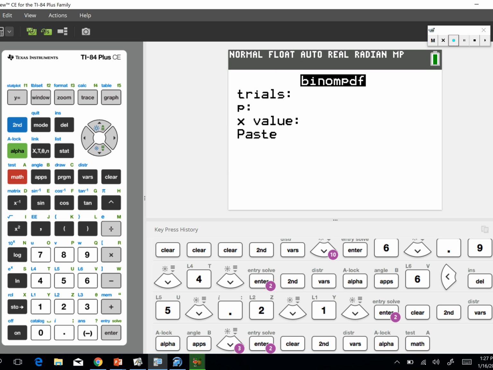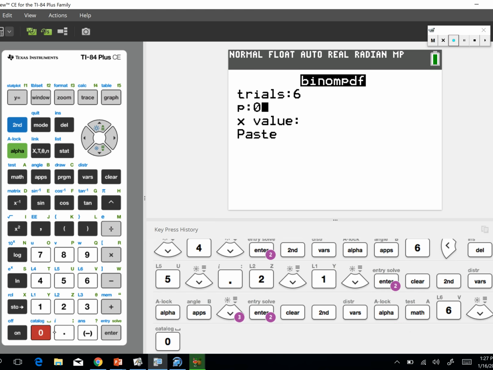If you have a newer calculator, this is what your screen will show. If you have an older one, sit tight, and I'm going to show you in just a second what you need to make your screen look like. So if you have one of the newer ones, the number of trials is your N. P is your probability of success.